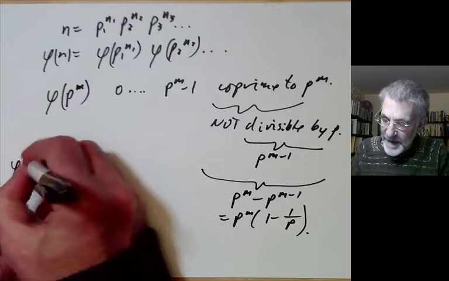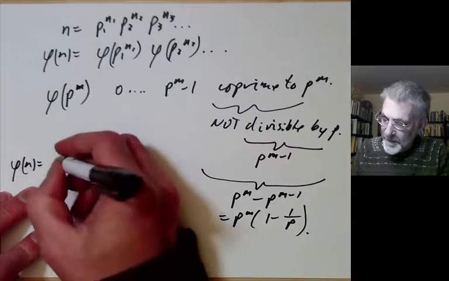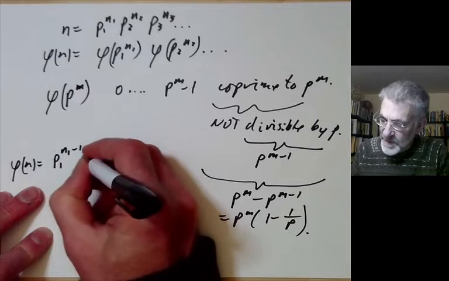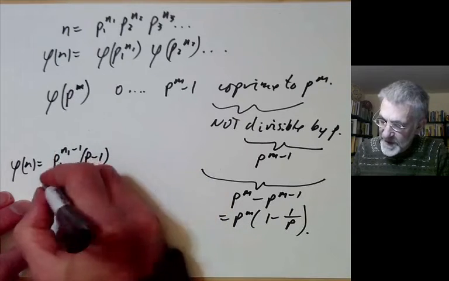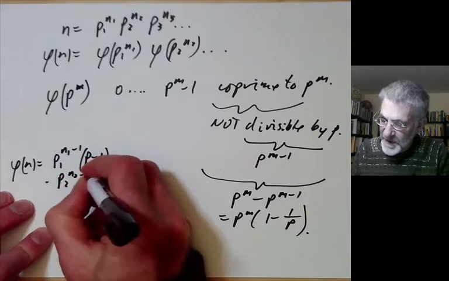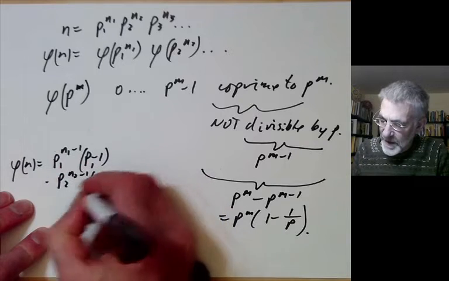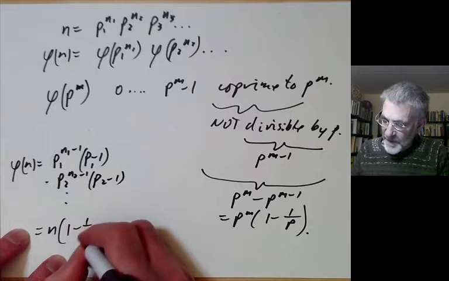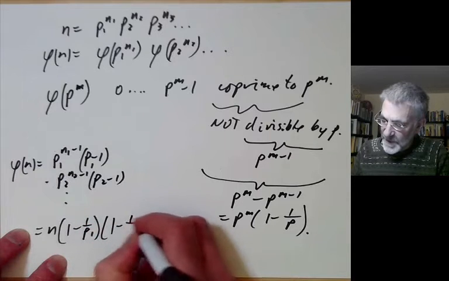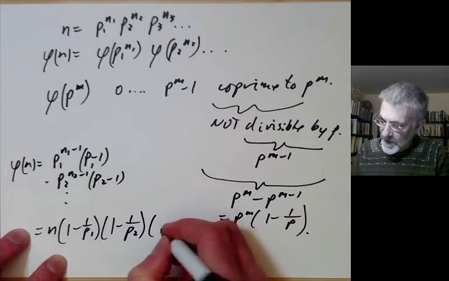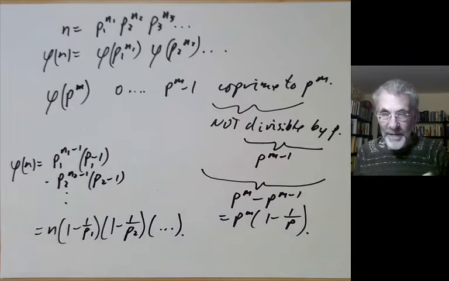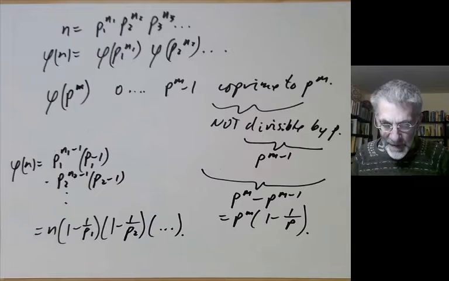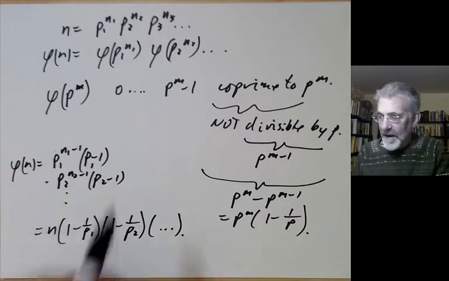So phi of n is just p1 to the n1 minus 1 times p1 minus 1 times p2 to the n2 minus 1 times p2 minus 1, and so on, which you can write as n times 1 minus 1 over p1 times 1 minus 1 over p2, and so on. So we have a nice formula for phi of n whenever we know the prime factorization of n.